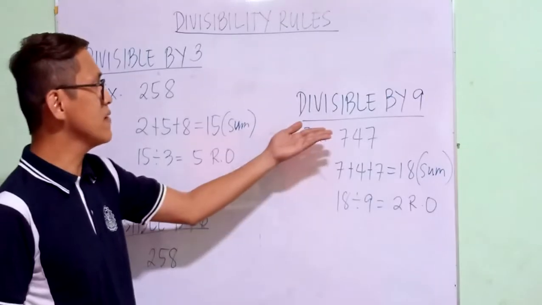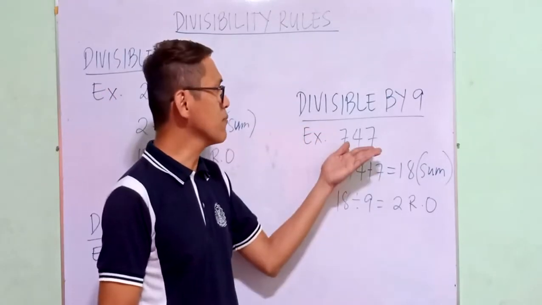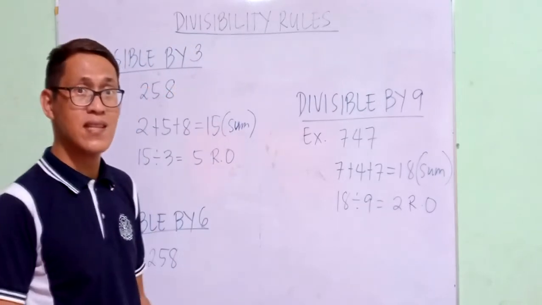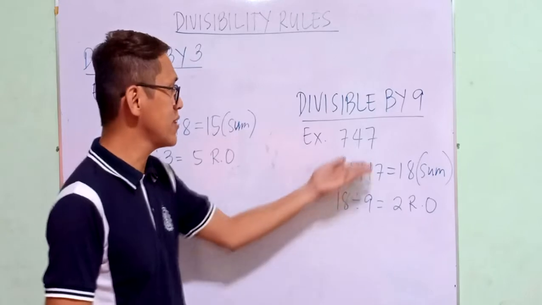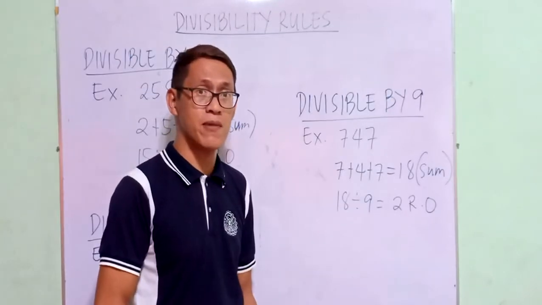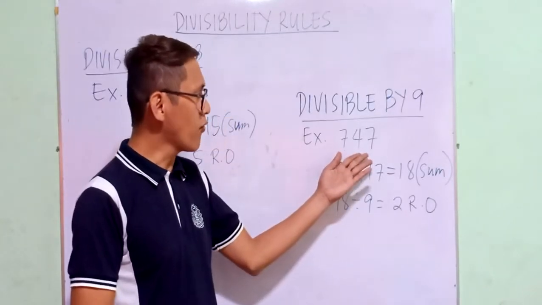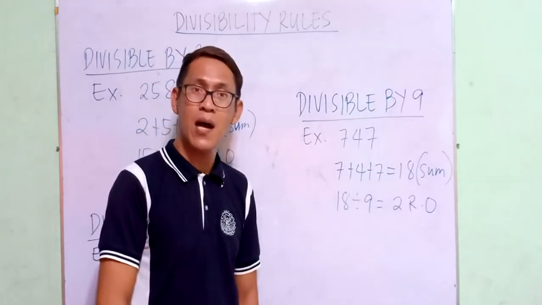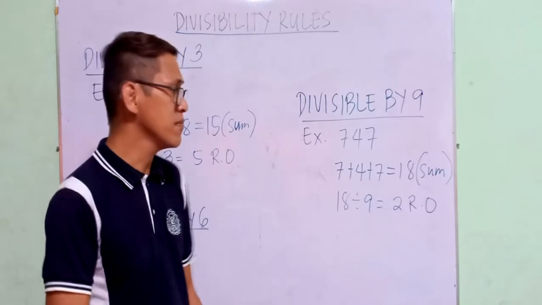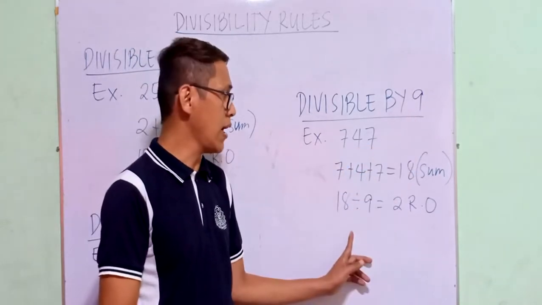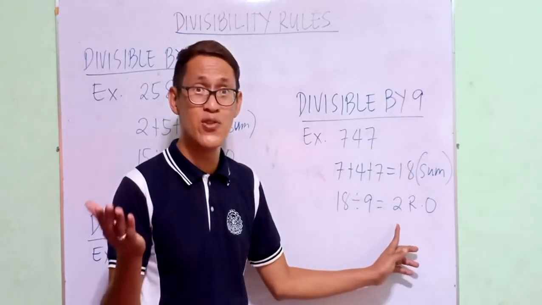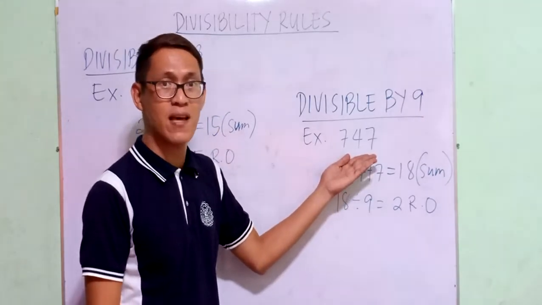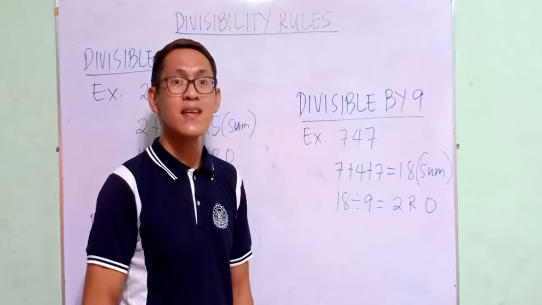That means this number is also divisible by 6. Now let's have divisible by 9. Divisible by 9 has the same rule as 3. Again, it says just add the digits. The number is 747. Let's add 7, 4, 7. That will give us 18. So the sum is 18. So what will you do with 18? Divide it by 9. It will give us 2. There is no remainder. Meaning, this number, 747, is divisible by 9.